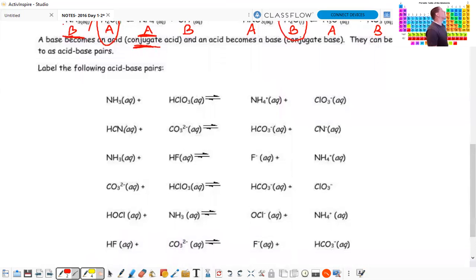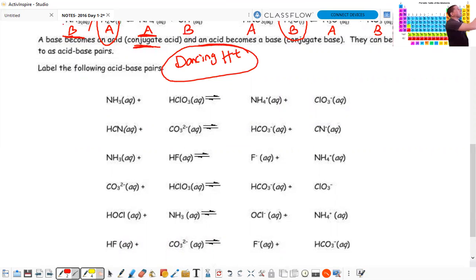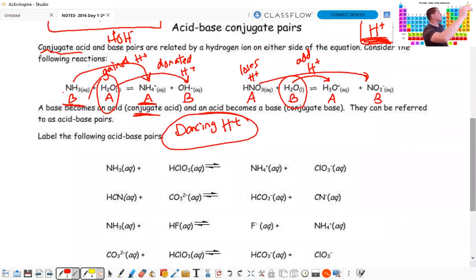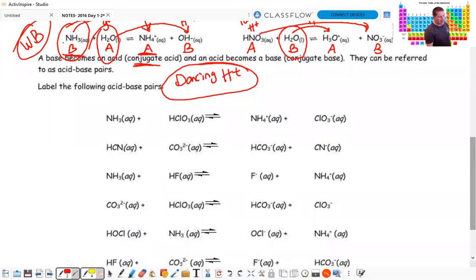All right, so label the following acid-base pairs. So follow the dancing H plus. That's really what we're looking for. So comparing the left to the right, the ones that we know are acids are really easy to pick out. And I do want to point out ammonia as a base. One of the things we learned about ammonia was that it acts as a weak base when we classified it in terms of net ionic equations. Well, there it is acting as a base. So there's the definition. That's why it's kind of hard to get all of that in first year chemistry.